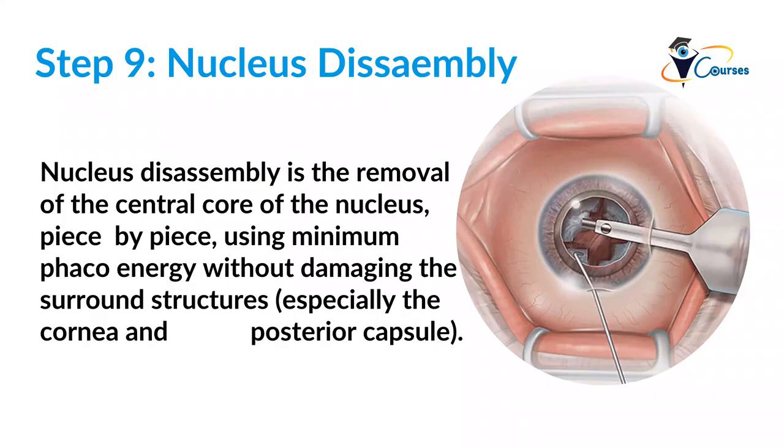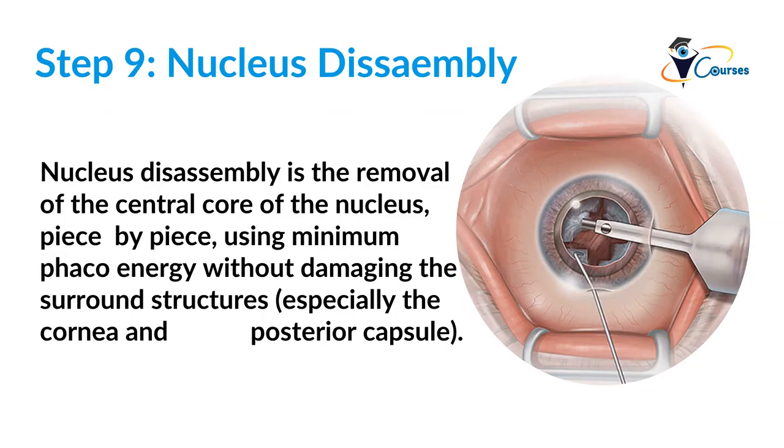We have different strategies for nucleus disassembly or nucleus removal. So basically, what we need is to just remove this nucleus from the anterior capsular opening. So the removal of the nucleus or the nucleus disassembly is just to remove the nucleus piece by piece. Why do we do this piece by piece, or why do we do fragmentation of this nucleus? To minimize the phacoemulsification injury, because the phacoemulsification energy can put the corneal endothelium at risk and also can put the posterior capsule at risk.